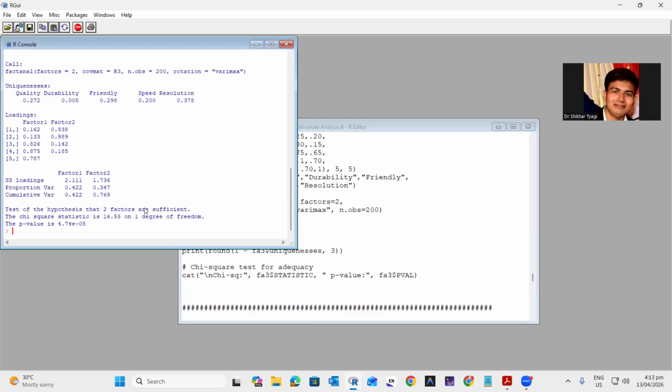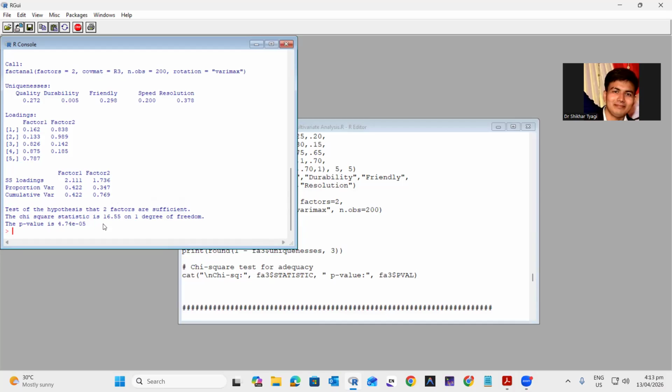So we apply it to check whether two factors are sufficient or not. The null hypothesis here is that the two factors model fits well, and the alternative hypothesis is that the two factors model does not fit well. Since the p value is very small, almost negligible, the null hypothesis is rejected here.